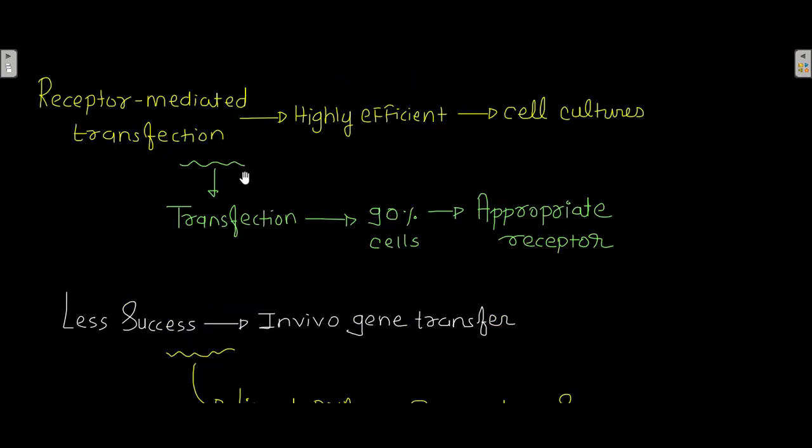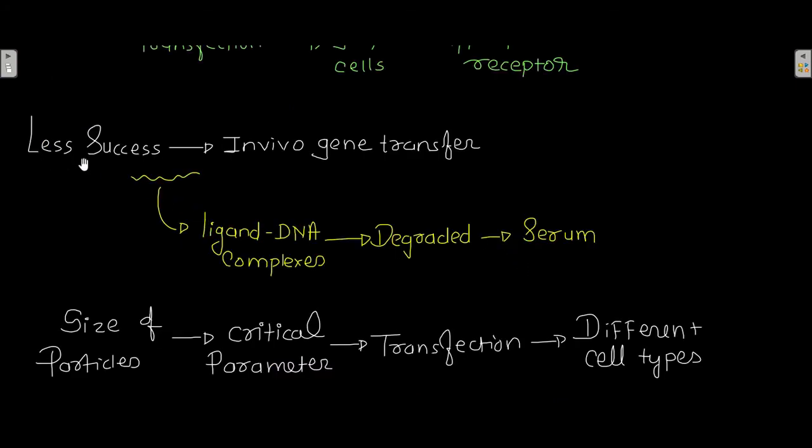This receptor mediated transfection is highly efficient in cell cultures, and it results in the transfection of 90% of the cells which carry appropriate receptors. Now, less success has been observed in the case of in vivo gene transfer because ligand DNA complexes are degraded in serum, and the size of particles serves as a critical parameter for the transfection of different cell types. So there is less success in vivo using this receptor mediated transfection strategy.